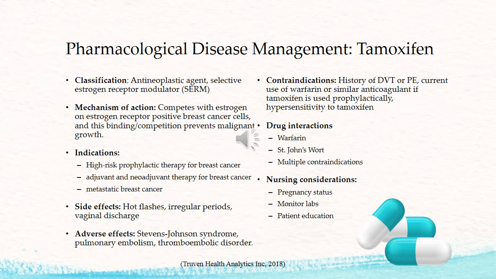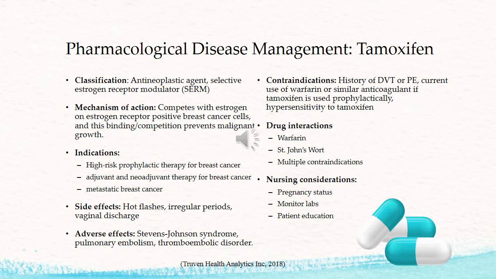One treatment option for Mrs. Blake includes tamoxifen. It is an anti-neoplastic agent and also a selective estrogen receptor modulator. It works by competing with estrogen for the estrogen receptors of cancer cells, and this binding prevents malignant growth. It is used as prophylactic therapy for breast cancer in high-risk women.